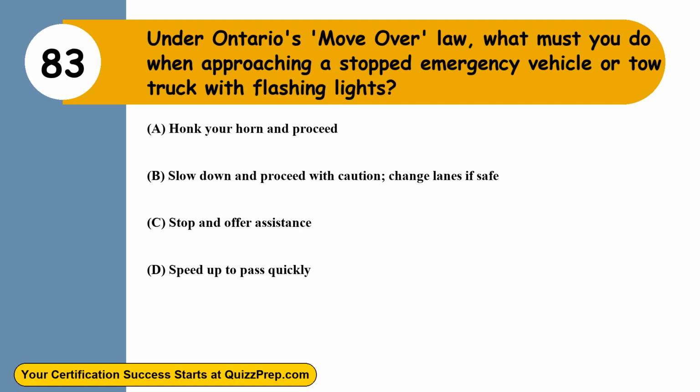Question 83. Under Ontario's Move Over law, what must you do when approaching a stopped emergency vehicle or tow truck with flashing lights? Option A, honk your horn and proceed. Option B, slow down and proceed with caution, change lanes if safe. Option C, stop and offer assistance. Option D, speed up to pass quickly.